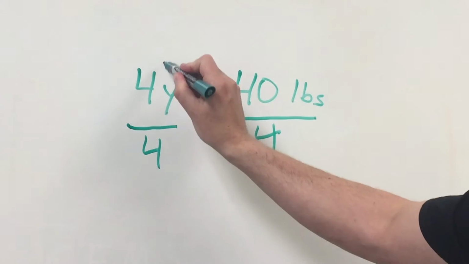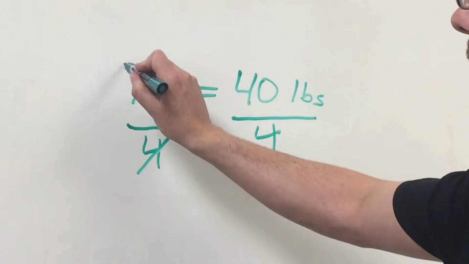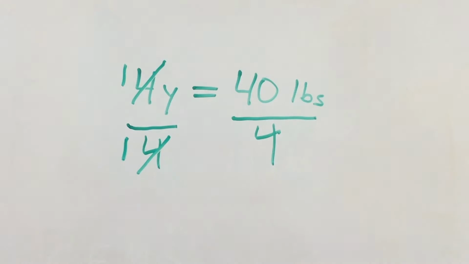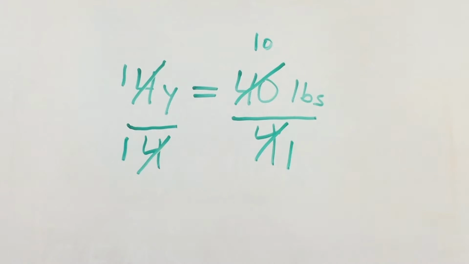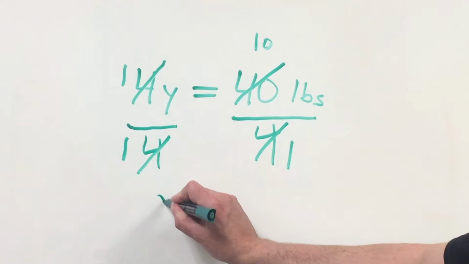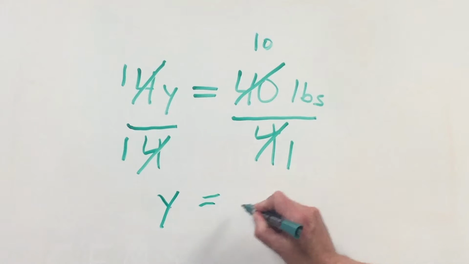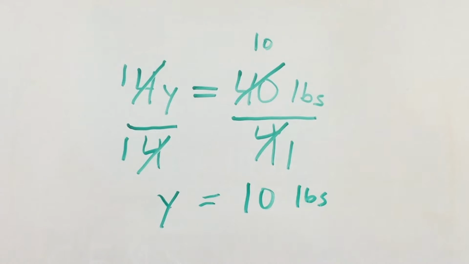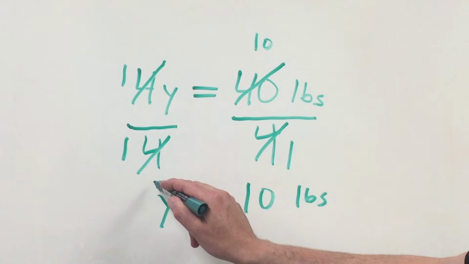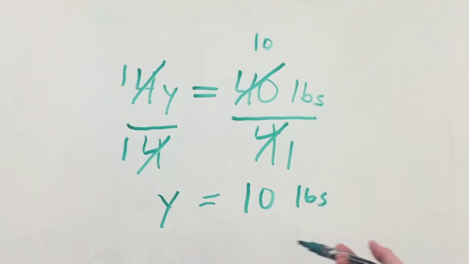4y over 4 is the same as 1y over 1. And 40 pounds over 4 is the same as 10 pounds over 1, since 40 divided by 4 is 10. After cleaning it up, we get y equals 10 pounds. Notice we don't have to include the 1 here, because 1 times y is just y.